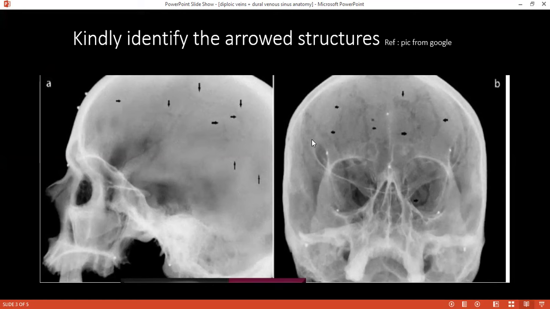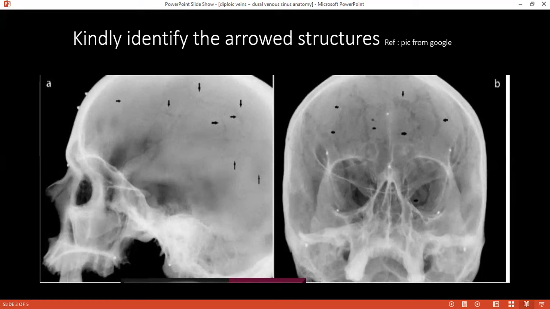This arrow is for air sinuses, and this arrow is for area of fractures. Have you ever heard of the term diploic veins? Yeah, diploic veins. Okay. What are diploic veins?